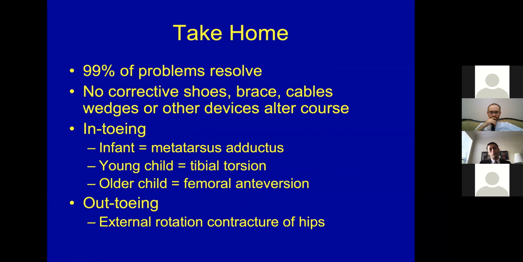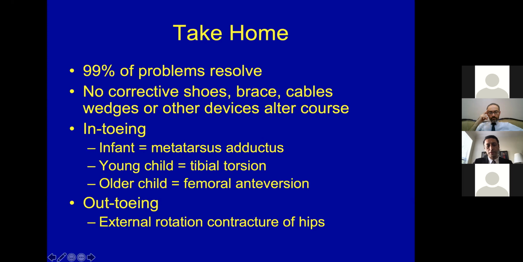So if we try to summarize what we said, most of the time, 99% of in-toeing resolves by itself, so you don't have to worry too much. You have to reassure the parents and continue to see the kid once a year to make sure the correction is achieved. You have to educate the parents: no corrective shoes, no braces, no cables, no wedges. Some kids put the right shoes on the left foot or the left shoes on the right foot, but this doesn't contribute. The only thing that corrects this deformity is that as the kids grow, the deformity improves by itself. There is no need for physical therapy, no medications, and no braces.